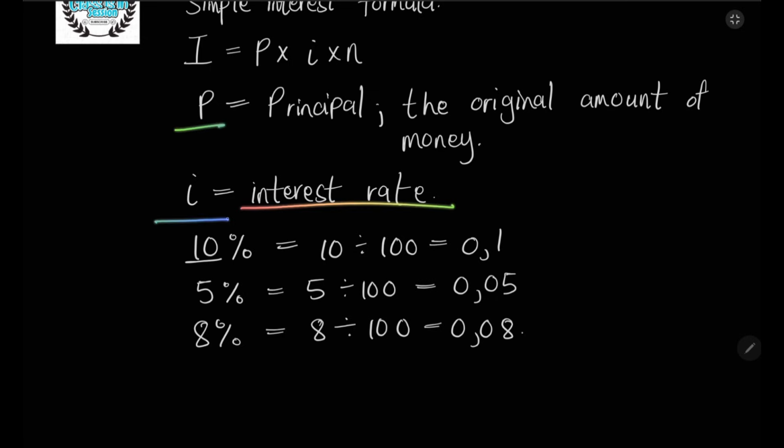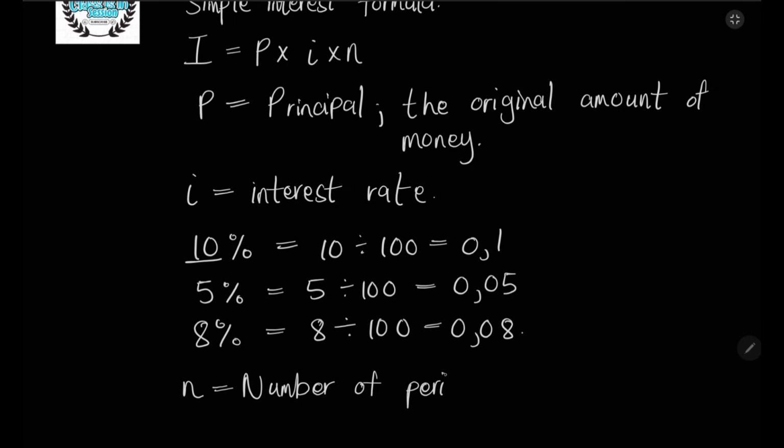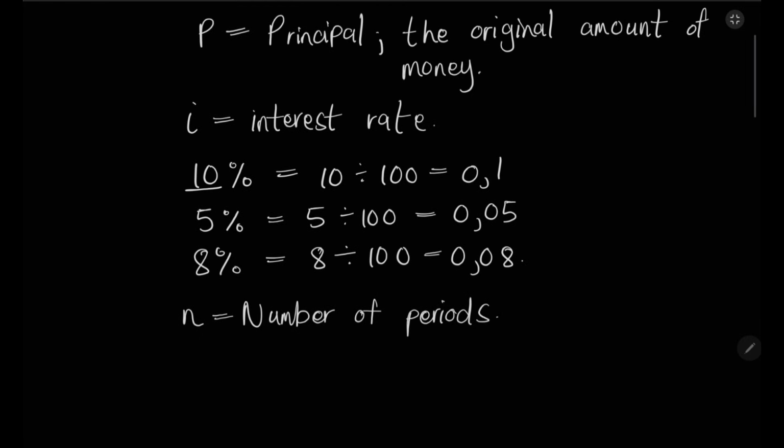You know P, you know I, we're left with N. N is your number of periods. The number of periods is basically how long the money will be invested or borrowed. If the interest is calculated per year, then the N is the number of years. So number of periods, how long the money is invested. For example, if they tell you that the money is invested for 3 years, then your N is 3.